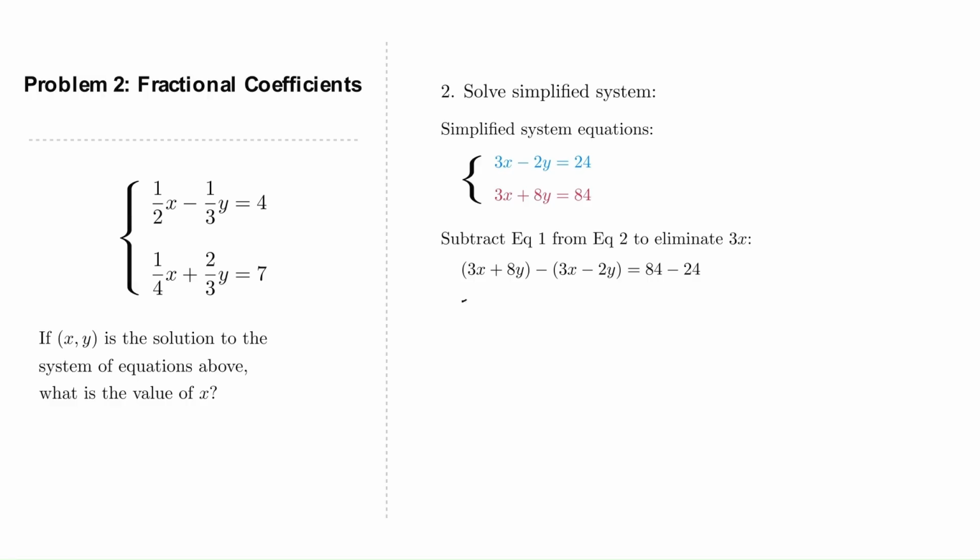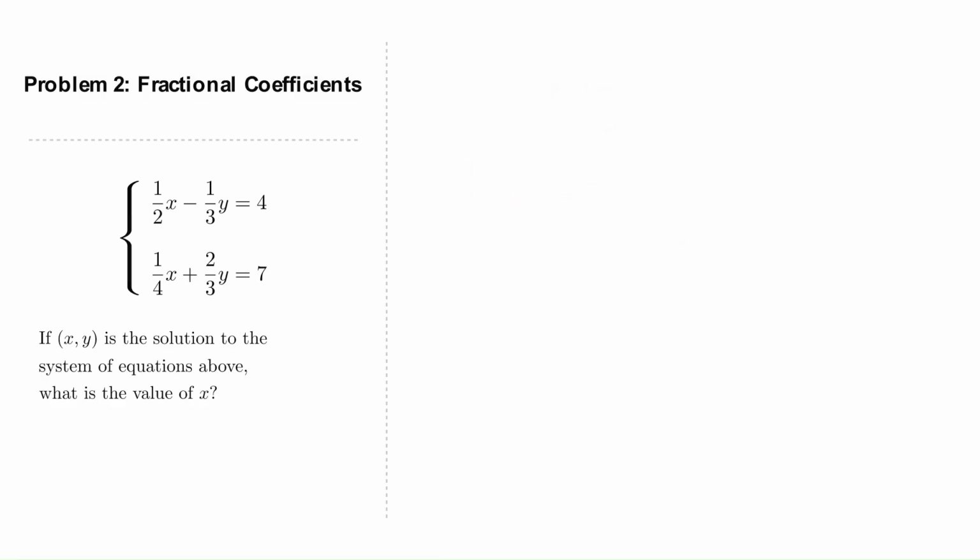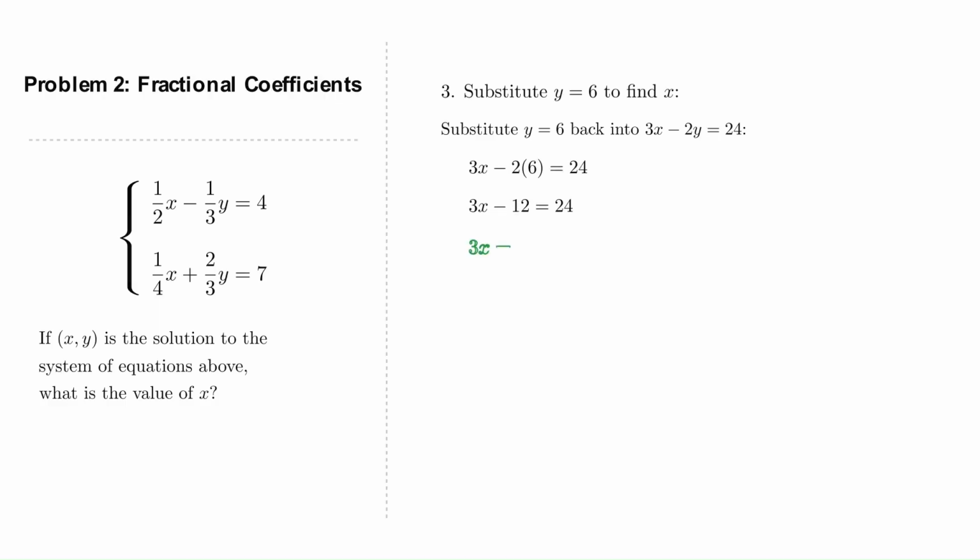This leaves us with 10y equals 60, or y equals 6. Finally, substitute y equals 6 back into one of the simplified equations. Then solve for x. We find that x equals 12. Another option on the digital SAT is to use the Desmos calculator. After clearing the fractions, you can graph the two simplified equations and find their point of intersection.